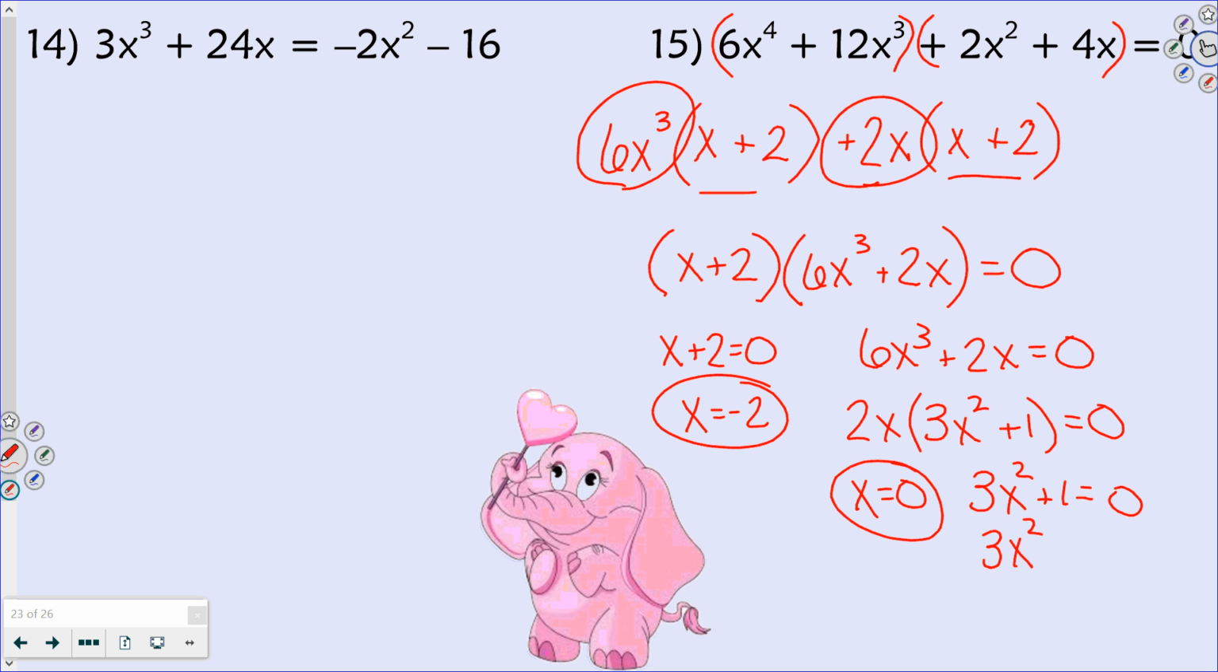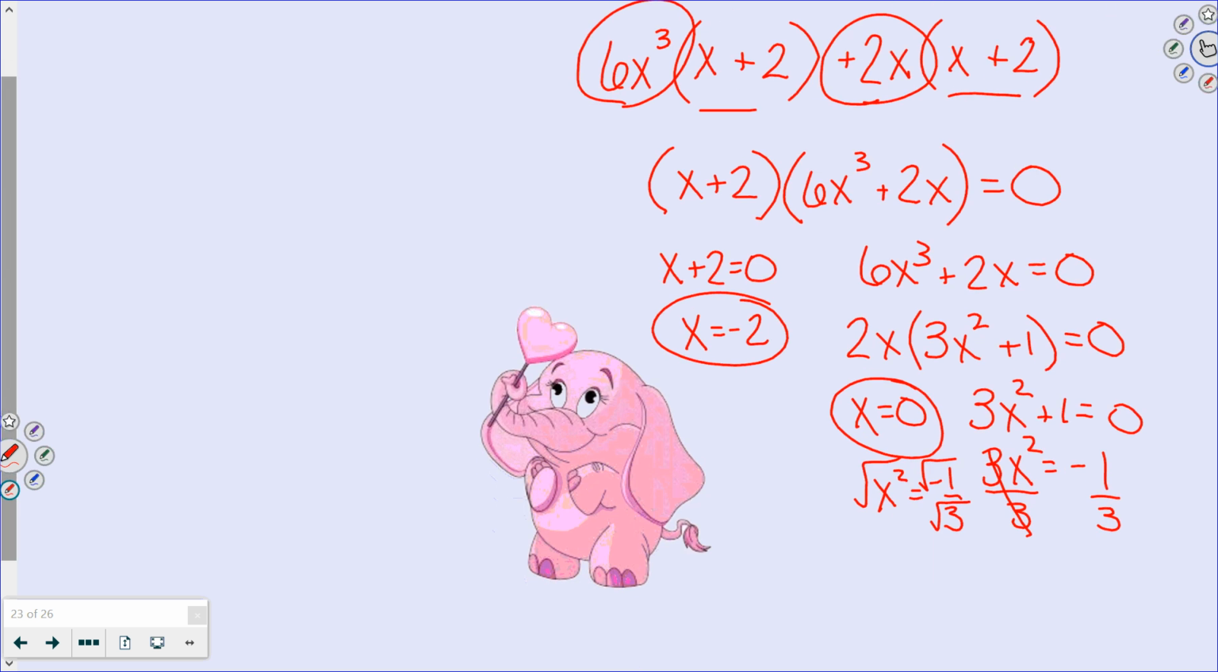3x squared equals -1. Divide by 3. So x squared equals -1/3. Look at that. Everything I've taught you guys just keeps on coming. Isn't that exciting? I love it.